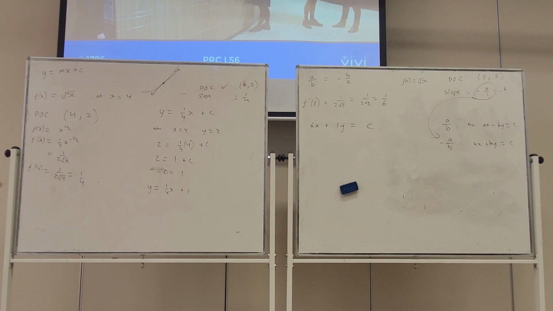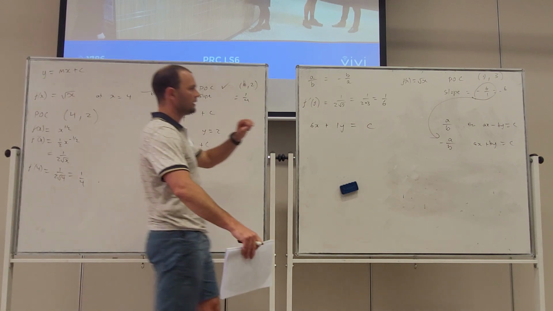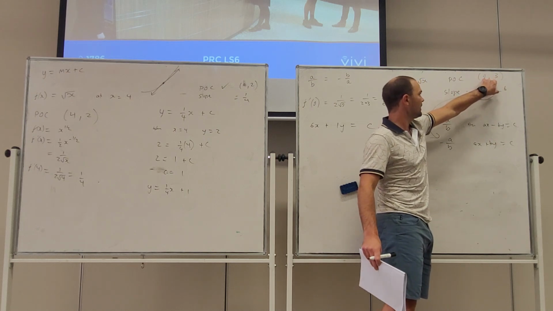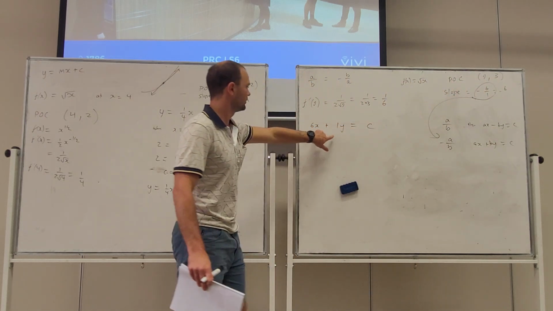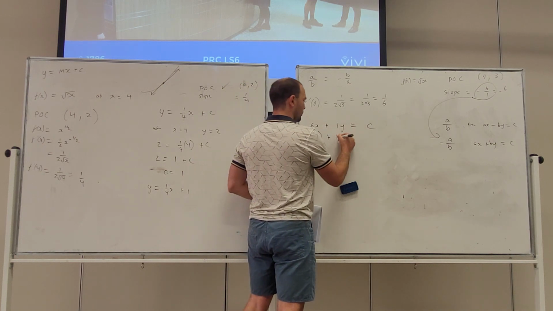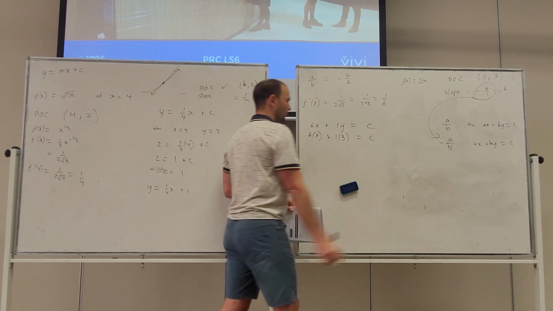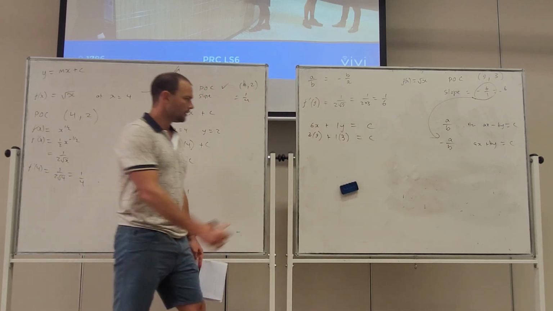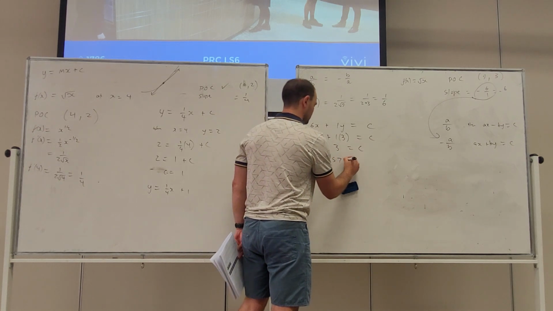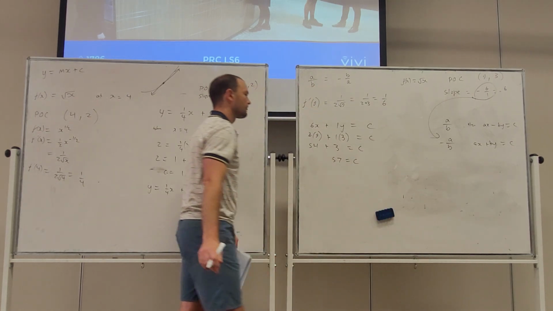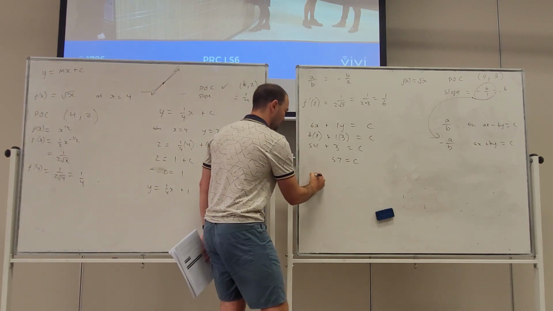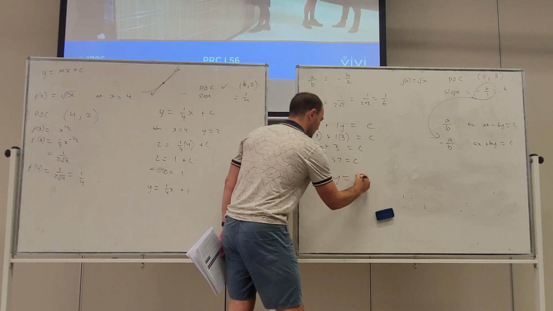And then in order to determine the value of c, all we're doing is taking the point of contact, x is 9, y is 3, and putting that in here. So we're going to put 9 where the x is, and 3 where the y is, and we'll evaluate that. 54 plus 3, 57. Okay, so then the equation of this line in general form is 6x plus y equals 57.